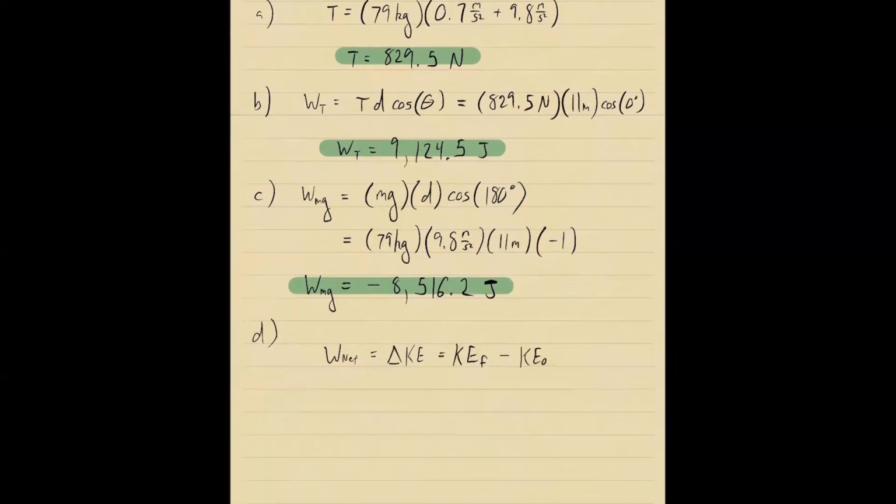Rewriting this, we have the net work done. Now I'm just going to fill in the right side because we know how to calculate the kinetic energy of an object. That's 1/2 times the mass of the object times the magnitude of the velocity of that object squared. So for our final kinetic energy, it looks like that, and we have minus 1/2 times the mass of our object times the magnitude of our initial velocity squared, which gives us our initial kinetic energy. So the net work done is equal to the change in our kinetic energy.